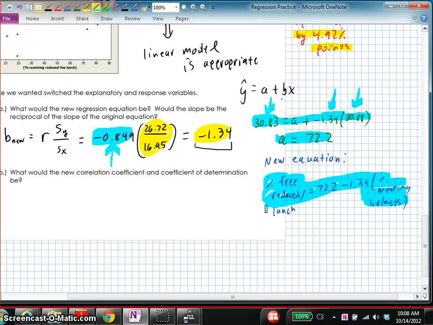Okay. All right, finally, part B. What will the new correlation coefficient and coefficient of determination be? The slope will change, okay, although it won't be the reciprocal of the original slope, but the correlation coefficient will not change. These values will not change. If r doesn't change, clearly r squared doesn't change. And so it's important to note that if you switch the explanatory and response, the correlation is not affected.